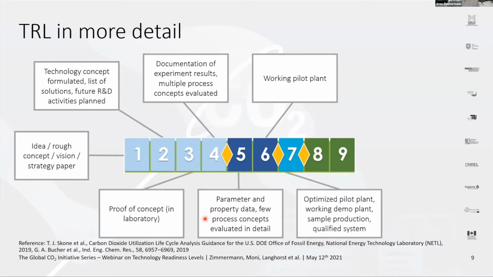Then at TRL7, we're looking into a pilot type of environment, and we really have a pilot plant or a working demo plant, a sample production, which means in terms of mineral carbonation, we're looking at maybe a few hundred to a few thousand tons per year, or even more in terms of system.